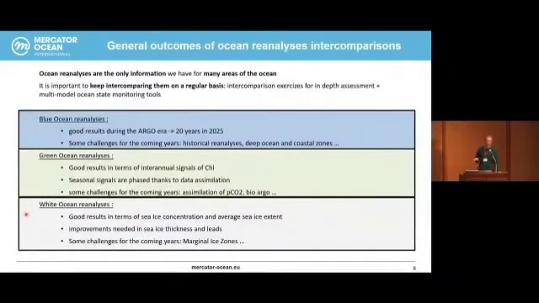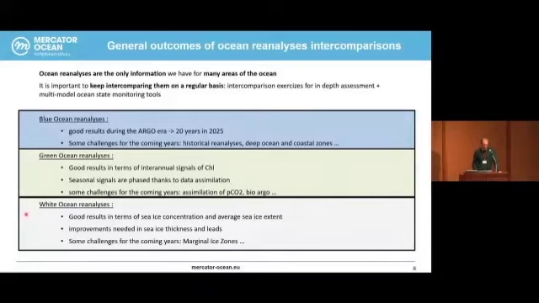To summarize the general outcome of the exercise, one of the main messages is that we should keep in mind that ocean reanalyses are most of the time the only information for many areas of the ocean and particularly in the past. And also it's important to make the intercomparison on a regular basis, to have an estimation of the state of the art on where we are and what we can say.